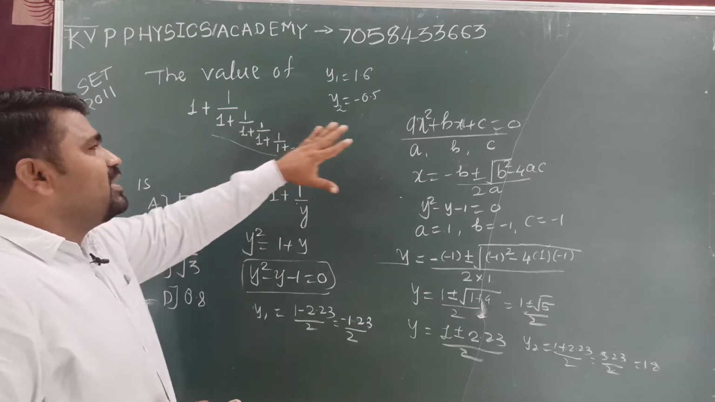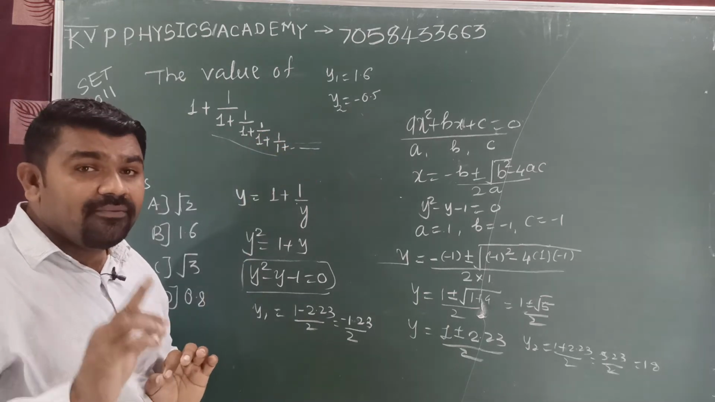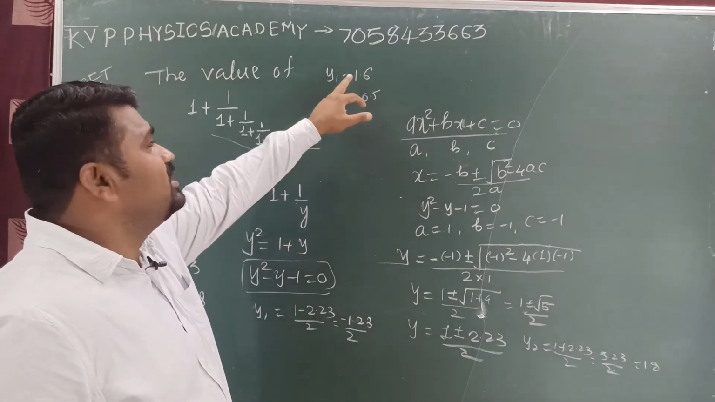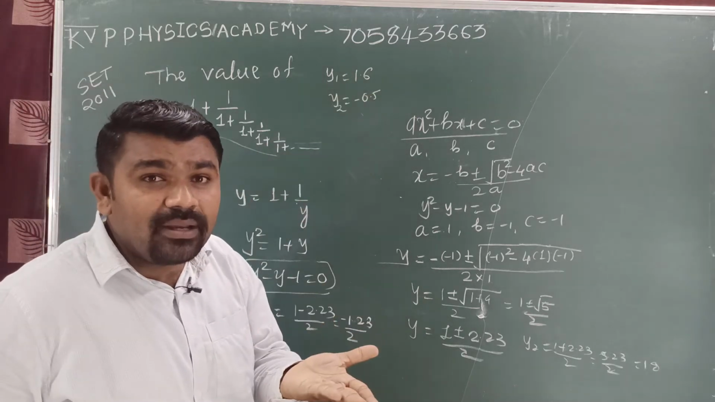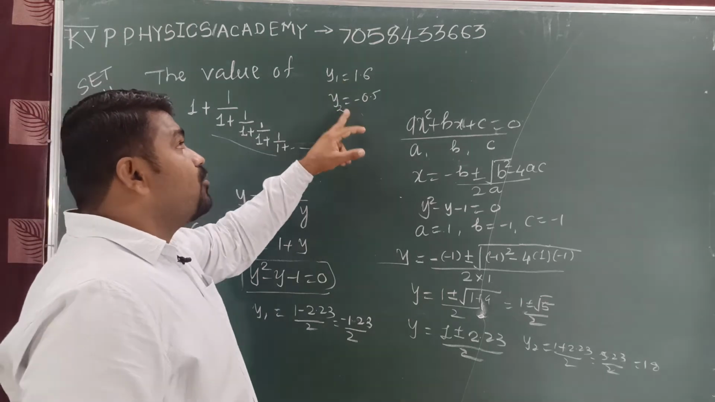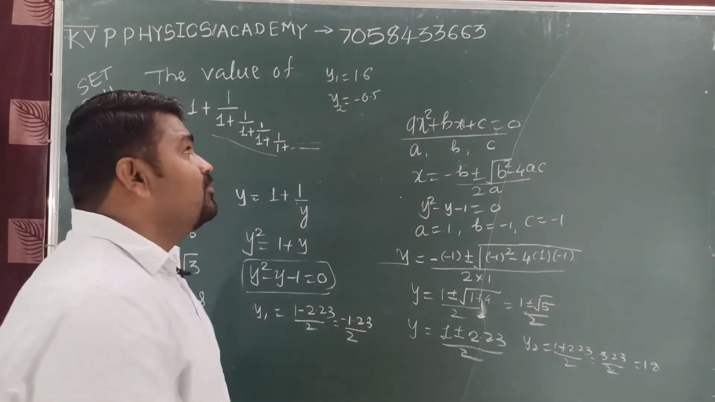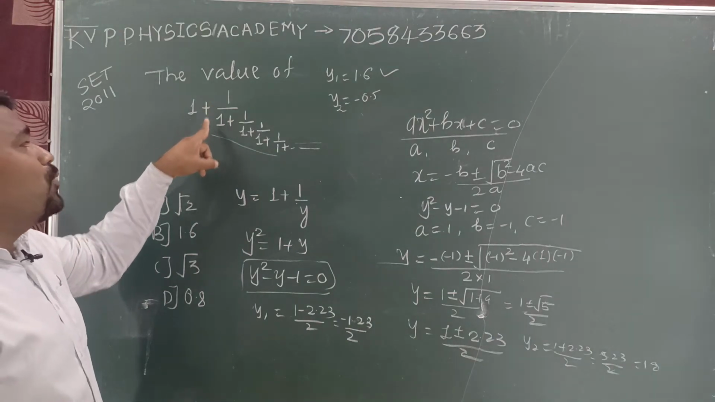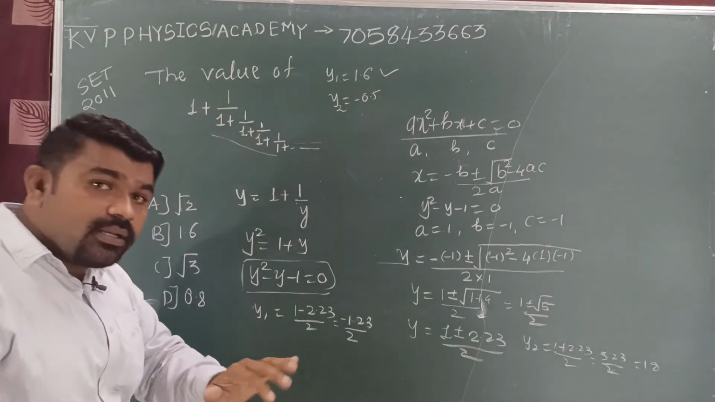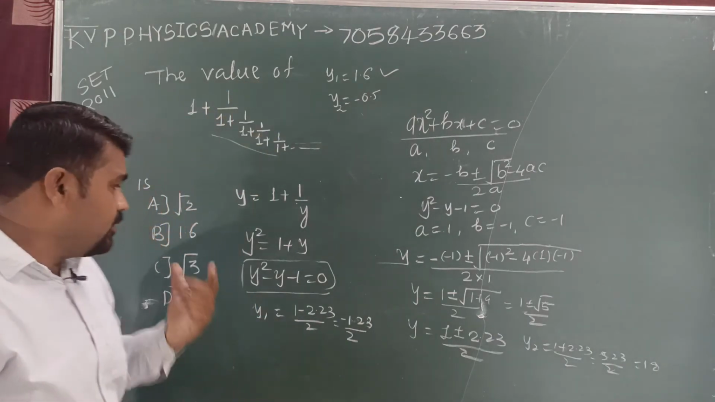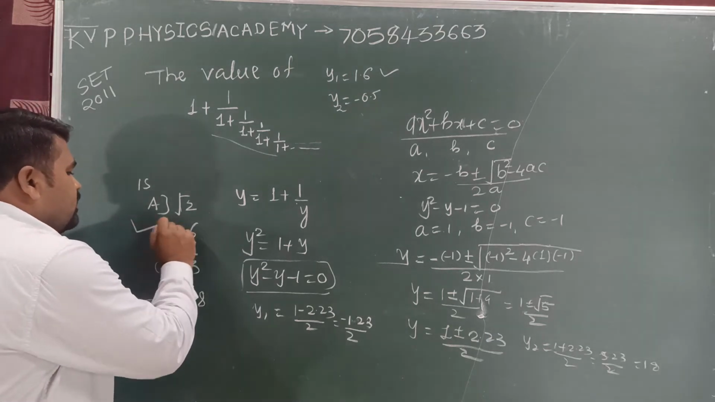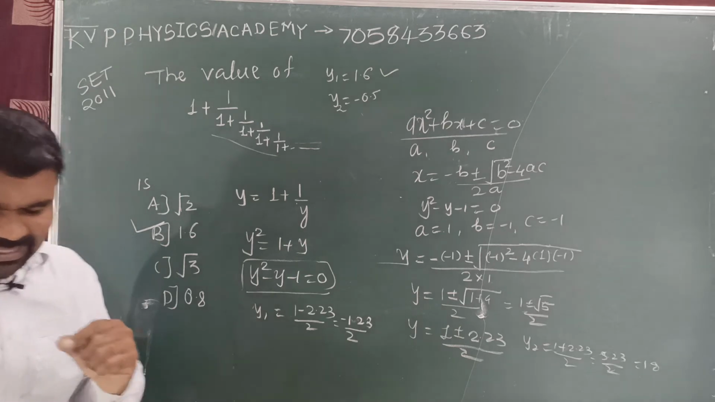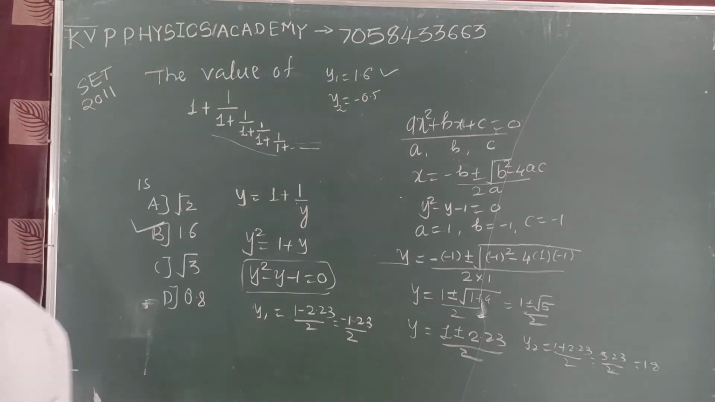And 1 minus something is definitely less than 1. This value is less than 1 and this value is greater than 1. Which value is allowed, y1 or y2? y2 is allowed. Why? Because y is equal to 1 plus something, so definitely this value is larger. Got it? So option 1.6 is correct, this answer is correct for the plus sign.